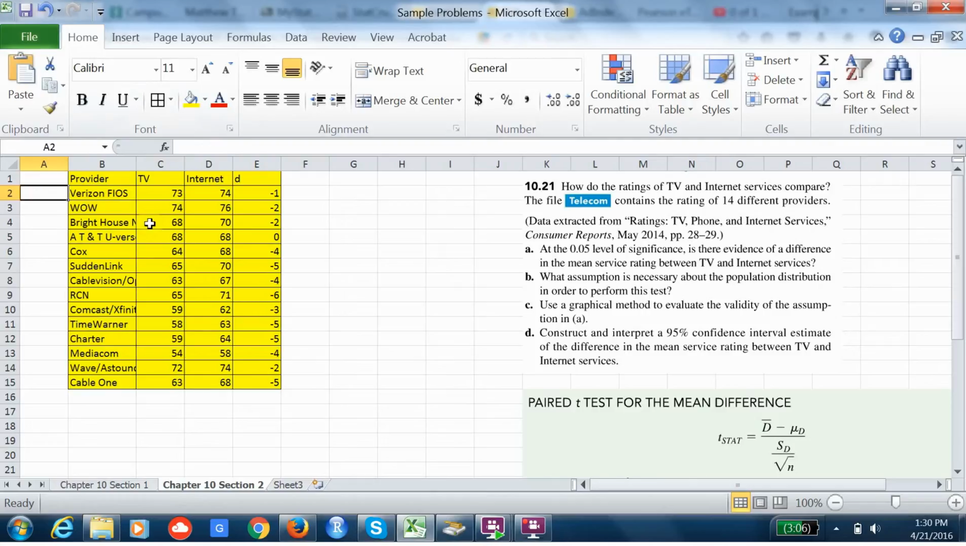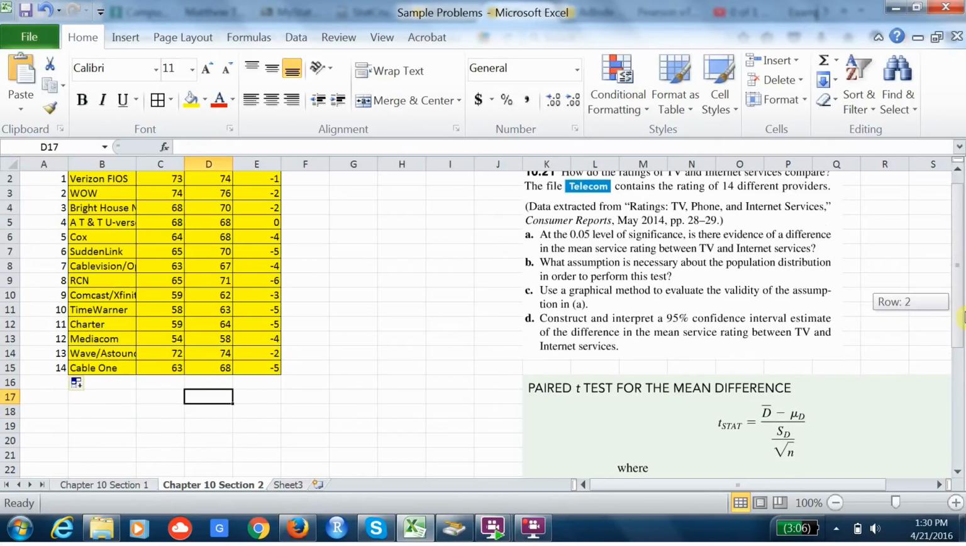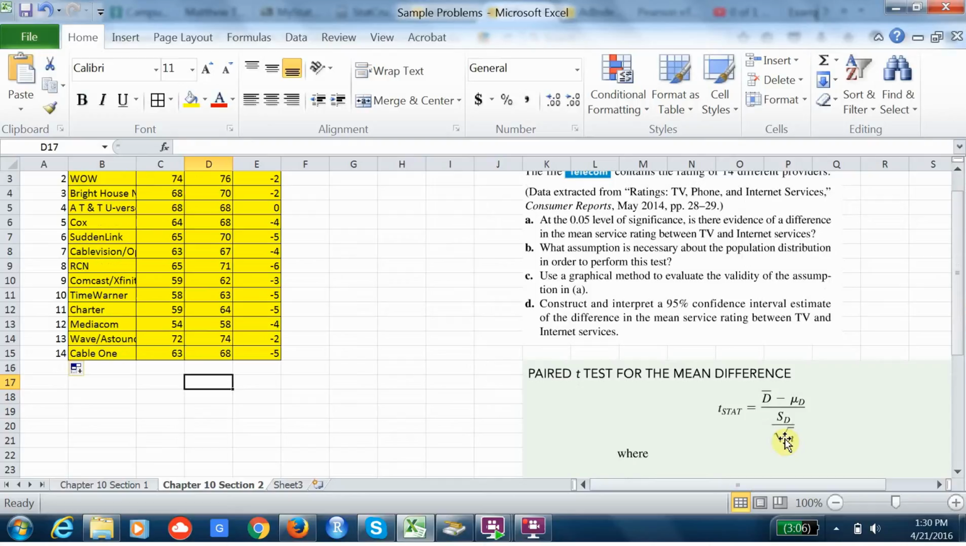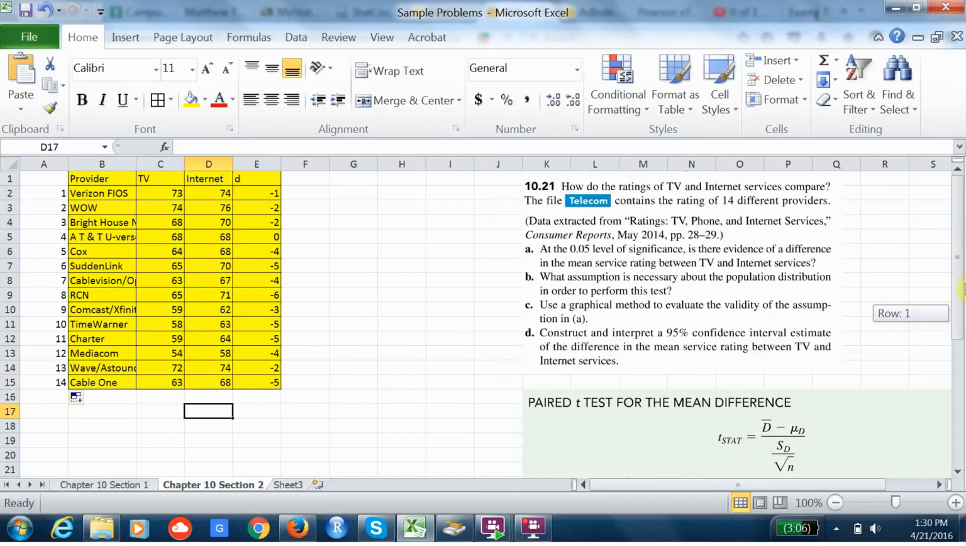And I'm just going to number them. So we'll just do this and then drag this down. Okay. And it says there's 14, but that's okay. We'll just count. Okay, so now we want to go ahead and compute some statistics. So you can kind of see what we need here. We need D bar, we need the standard deviation of D, and the sample size. So this test is very easy because we're not really computing a great deal.